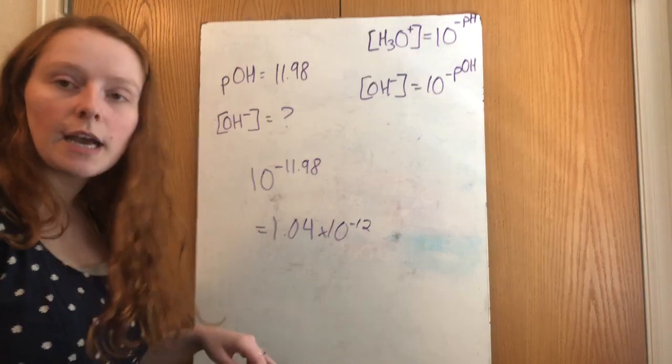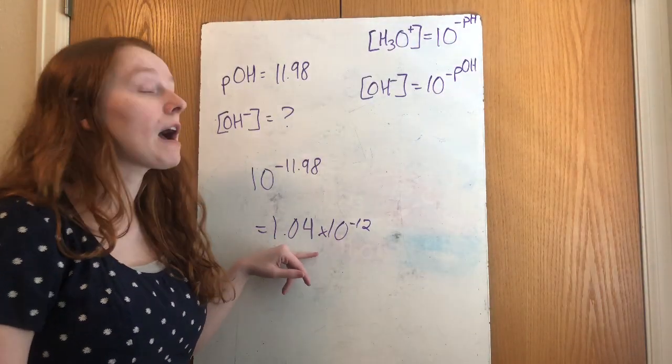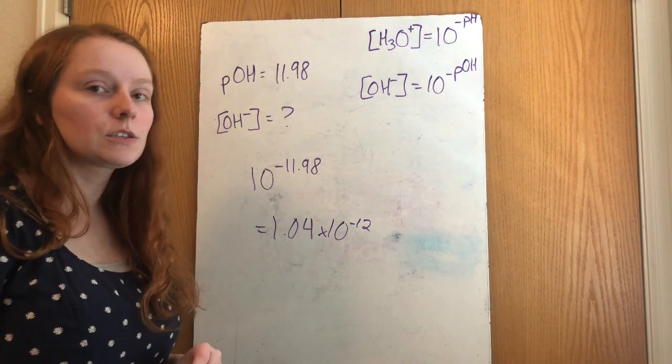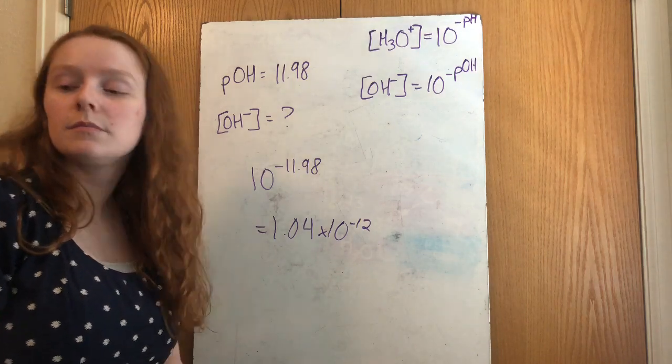Now, I want to remind you guys, if you're off by just a couple decimal places, so if you rounded and you got 1.05 times 10 to the negative 12, I'm okay with that. You're going to be just fine on the test. You'll be all right. And that's how you calculate concentration from going backwards.